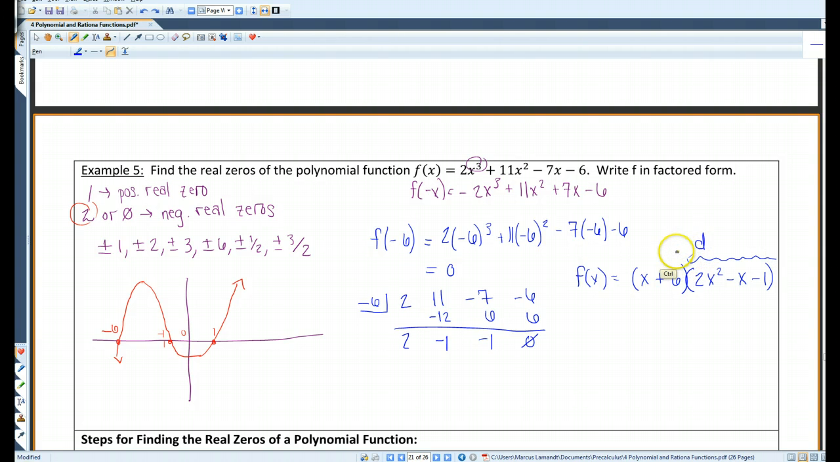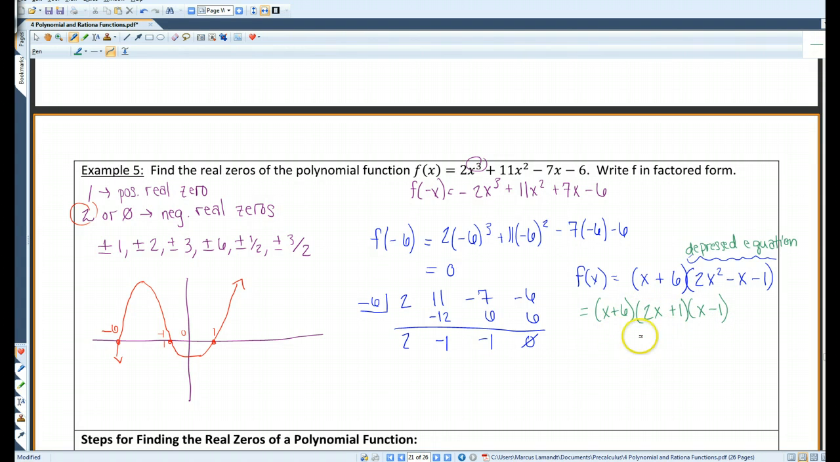Actually, let me use a different color. How about green. This is a depressed equation because any solution, any 0 of f is a solution of this equation. So we can work with this equation to find the additional zeros of f. Hopefully you guys can see that this can be factored. This is x plus 6, and if I factor this here, I end up with 2x plus 1, x minus 1.